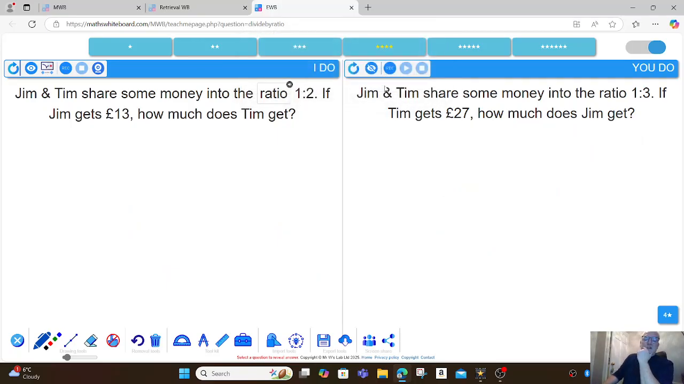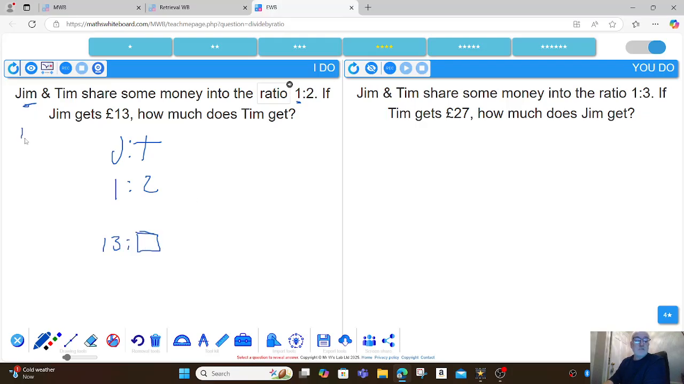Now, on stage 4, it's worded fairly much the same, but we'll have a read through it and you'll see a subtle difference. So we've got Jim and Tim, and they share some money in the ratio of 1 to 2. The ratio always follows that the first one is the first person, so Jim and 1, Tim and 2. Now it says that if Jim gets £13, how much does Tim get?